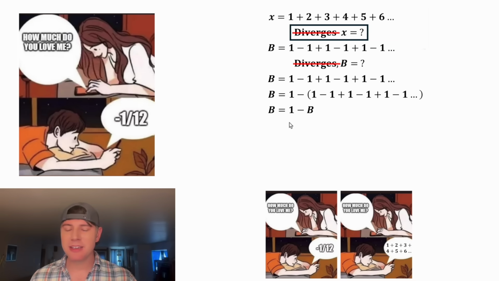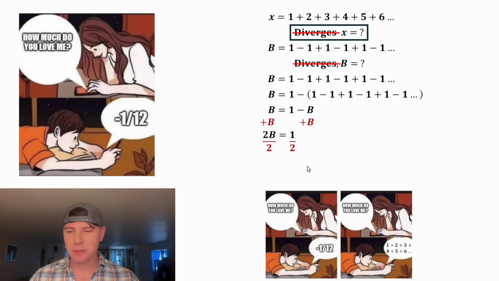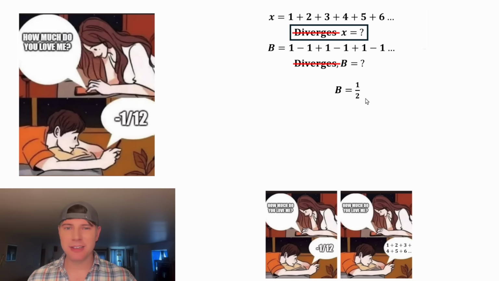And now we have b is equal to 1 minus b. From here, we can add b to both sides of the equation. And that'll give us 2b is equal to 1. Well, let's divide both sides by 2. 2b divided by 2 is b, and 1 divided by 2 is 1/2. And now we have our value for b. We can change it into 1/2. We know this series will not converge, but if it did converge, it would converge to 1/2.